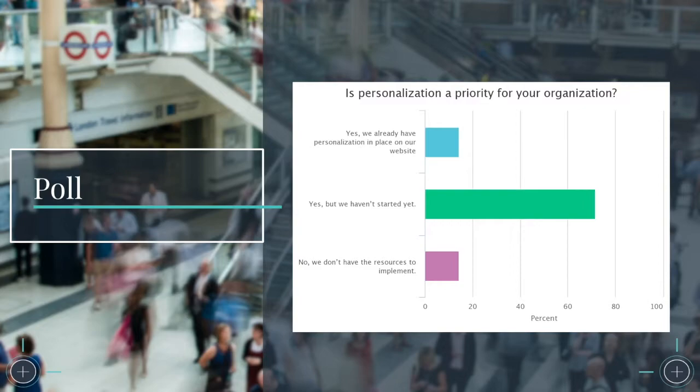So I think personas for that group in the yes, but we haven't started yet, and the no, but we don't have the resources to implement. How valuable do you think personas are going to be? Very. It is funny that no, it's not a priority is 0%. Good, right, because otherwise there would be no reason for you to be on this webinar. So that's a great way to go.